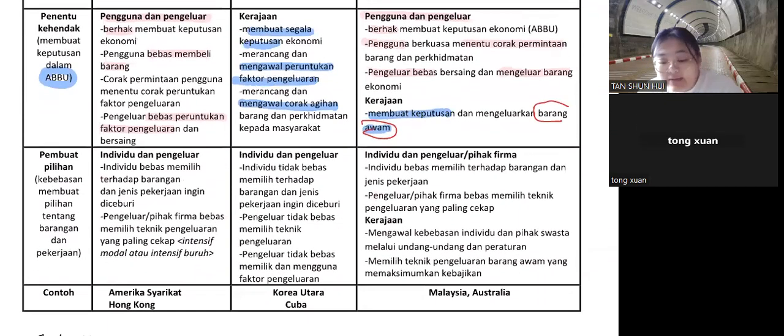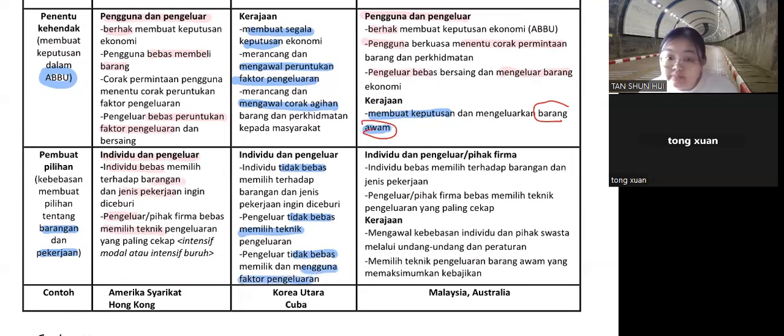How about membuat pilihan? Who can make choices? Just now is who can own, who can make decisions. Now who can make choices? All right, choice on what? Choice on barang dan pekerjaan. So you see, in bebas we can membuat pilihan. Individu bebas memilih barang dan jenis pekerjaan. Pengeluar memilih teknik. Then perancangan pusat, we don't have freedom. Okay, everything, you see ya, operasional tidak bebas, tidak bebas. Okay, tidak bebas mengguna teknik, tidak bebas mengguna faktor.